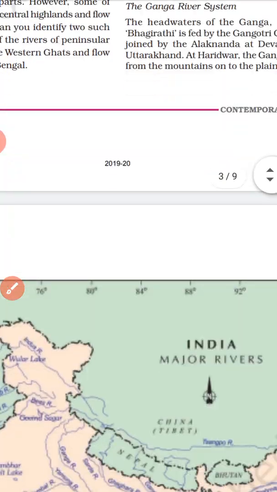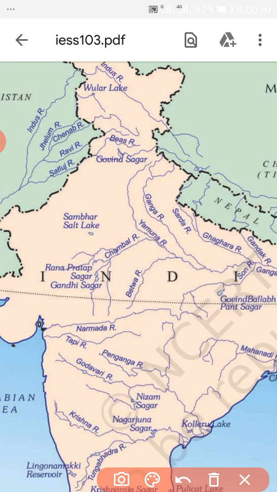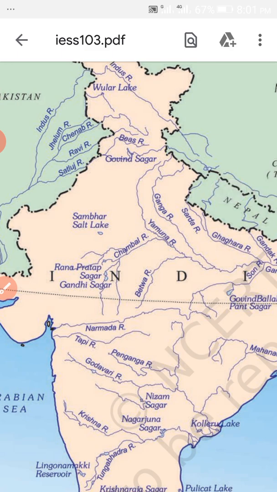I am showing you the map now. You have to see this map. Here, you can easily understand the places with this map. It is Mansarovar Lake and the river Indus. Here it starts, where the tributaries start from here and go here. The different rivers: the Indus, Jhelum, Chenab, Ravi, Satluj, Beas. These are the tributaries of the river Indus. So what is the rising place of the river Indus? You can easily understand. Then the river Ganga, where does it originate? It originates from Gangotri.